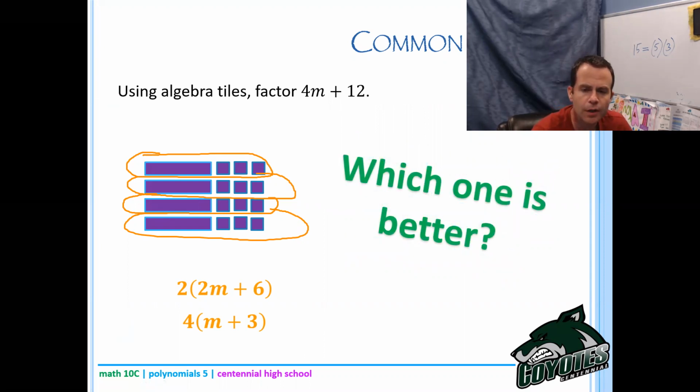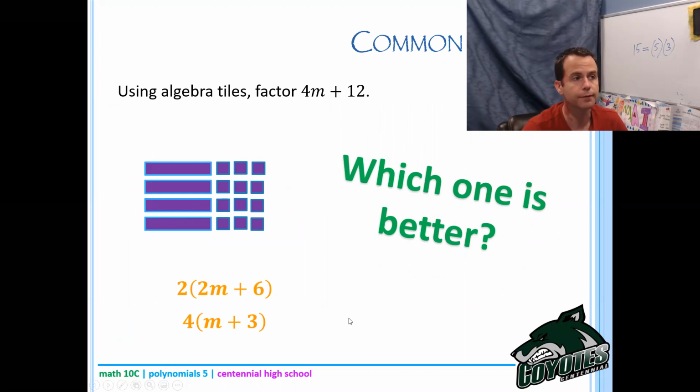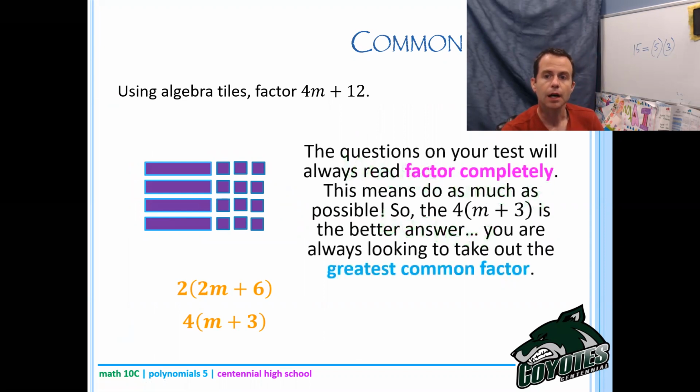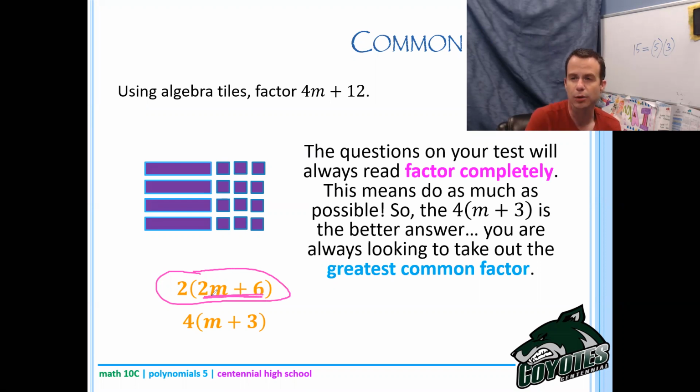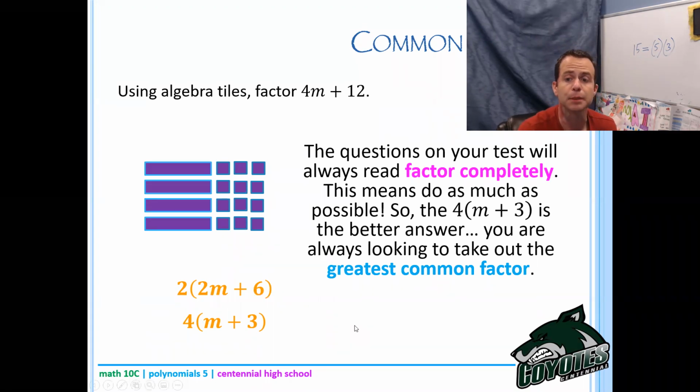Okay. When you are asked to factor, you are usually asked to completely factor. You'll often see that word completely, okay? And what that means is you want to do as much as possible. So in this case, 4 is the better answer because you're wanting to take out the greatest common factor. If I looked at this 2, that is factoring, but then when I look at this 2m plus 6, there's still a greatest common factor inside there. So I didn't take out as much as possible. When you are factoring, your goal is to always take out as much as you possibly can, okay? And so that's why you'll often see the questions worded as completely factor.